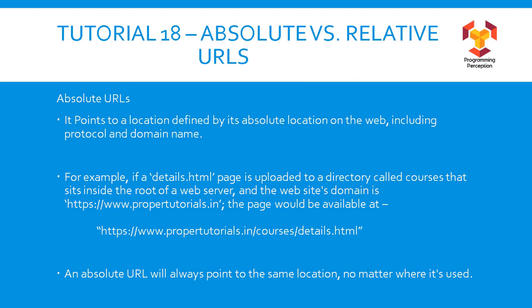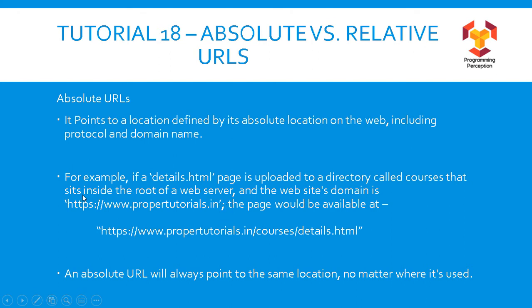Now let's suppose there is a file details.html. This file is part of a folder. The name of that folder or directory is courses. This directory or folder is available at the root of the web server. And to access the web server's root, we know we need to type in the domain name. For example, the domain of this server is this one. So the whole scenario is like, this is the domain name.